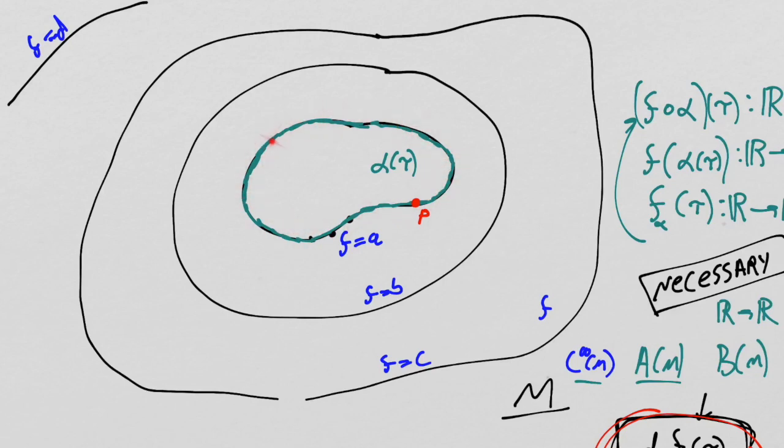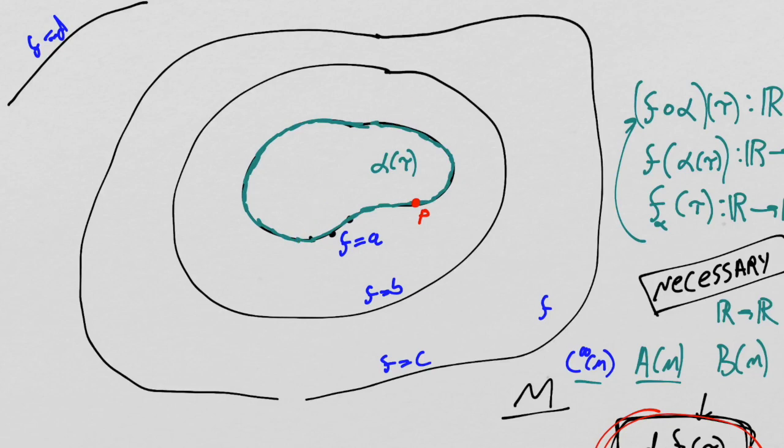Functions on manifolds have level sets, which I'm calling contour lines. This derivative is going to be 0, right? The function does not change its value along this curve alpha. Of course, if I took a different curve, say beta, which might go like this.